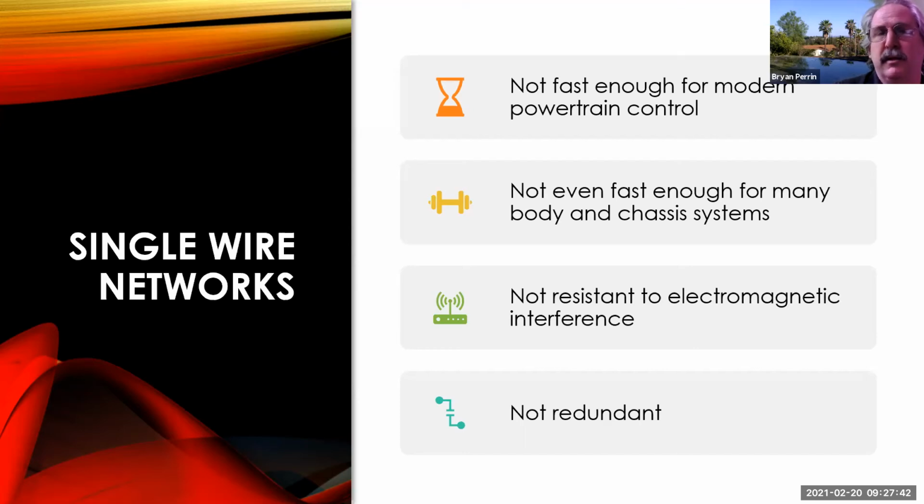Now you're getting into video camera control. If it's a backup camera, that's a pretty slow network, probably a medium speed CAN network. Or a lot of them use a direct feed, where they're using coaxial cable from the camera all the way up to the module, the monitor.